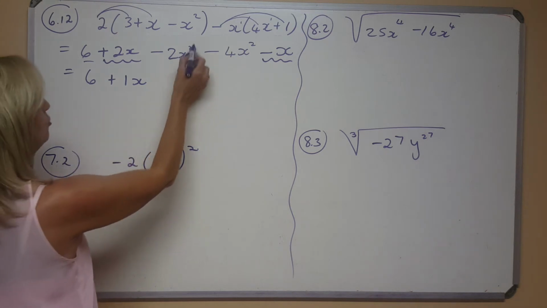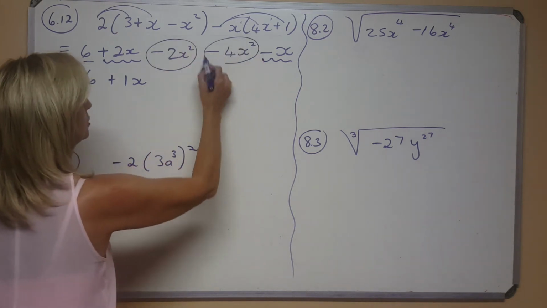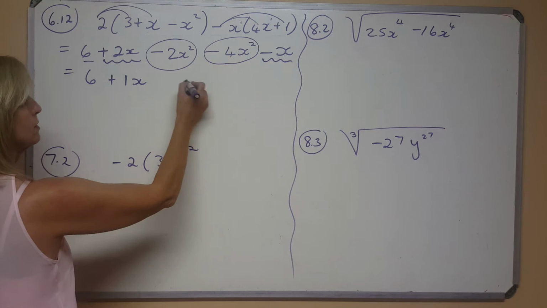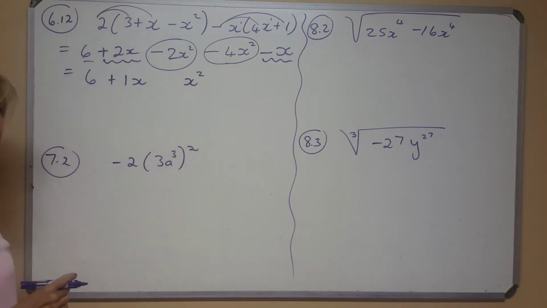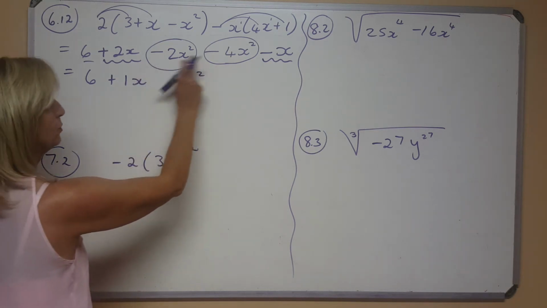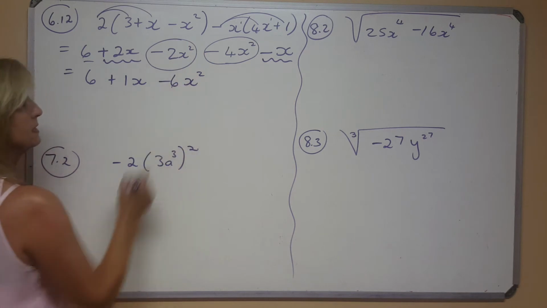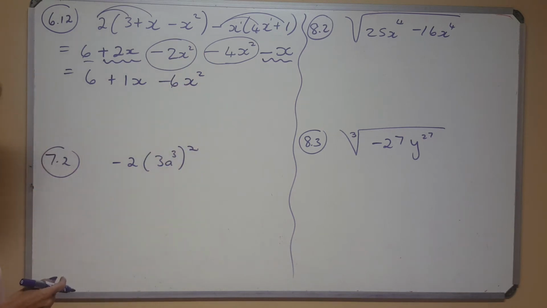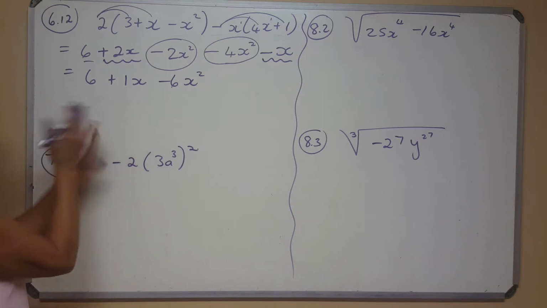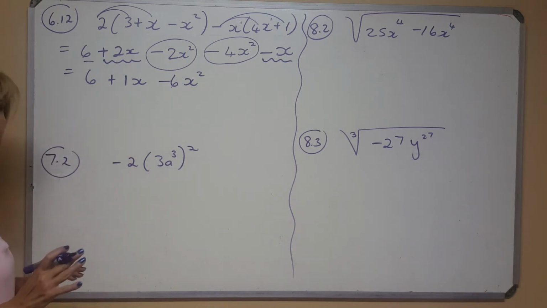En dan sit ek nog met die x kwadrate. They are like terms, so you keep the variable, hou die veranderlike, tel die koëffisiënte min 2 en min 4 bymekaar om min 6 te kry. Only add the coefficients. And then that is finished. And in whichever order you did it, it's fine because nobody said anything.